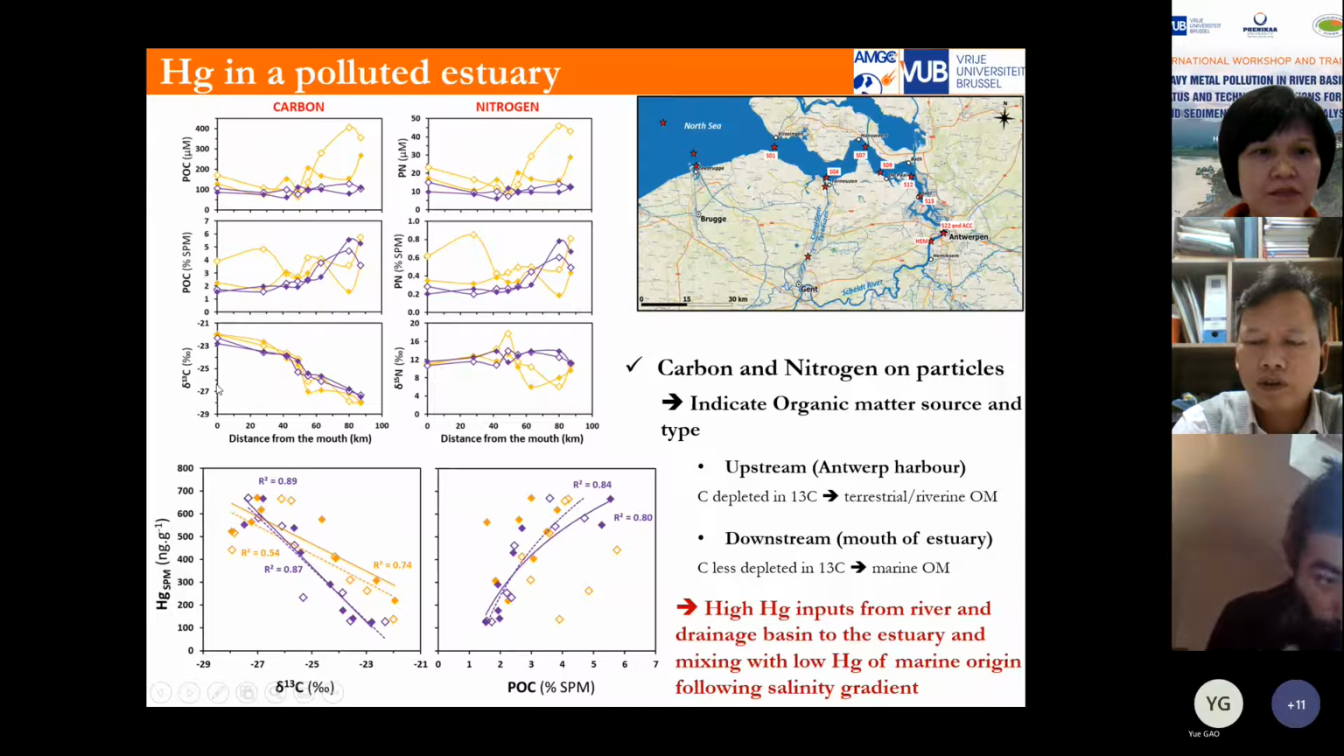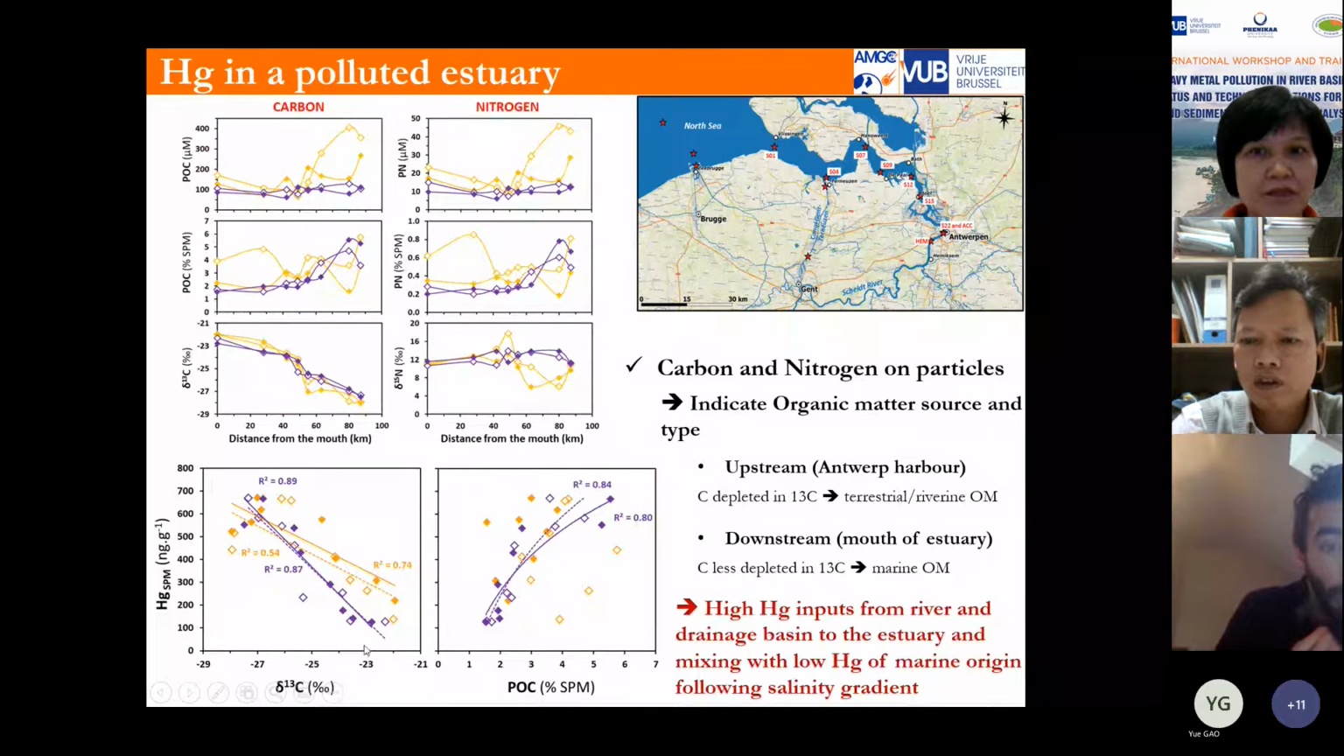this one. And if you compare that to mercury, you see a clear trend, especially in 2021, between the amount of mercury in the particle and the carbon isotopic signature. So remember, more depleted carbon in 13 means more terrestrial or riverine source. And then here, more marine source.